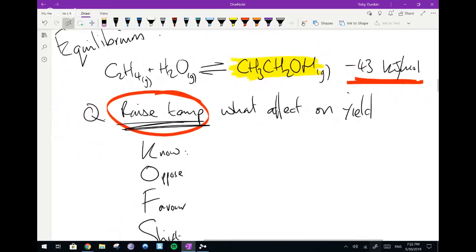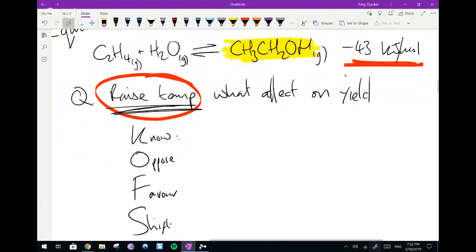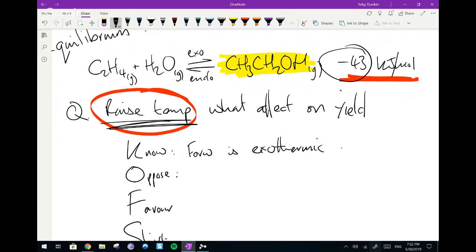Absolutely right. Just to make sure you hit those marks though, because it can be 4 marks. You got the knowledge in your answer there. The forward reaction is exothermic. So the knowledge there is that this way is exo because that is negative and this way therefore is endo. So knowledge, forward reaction is exothermic.